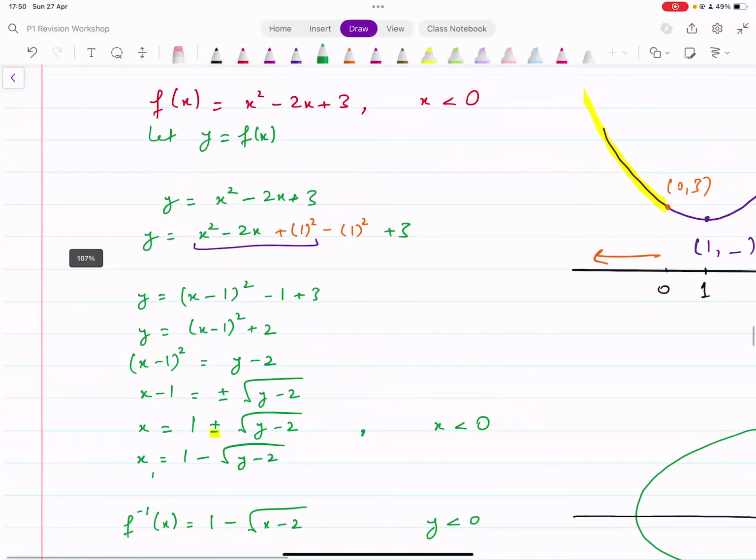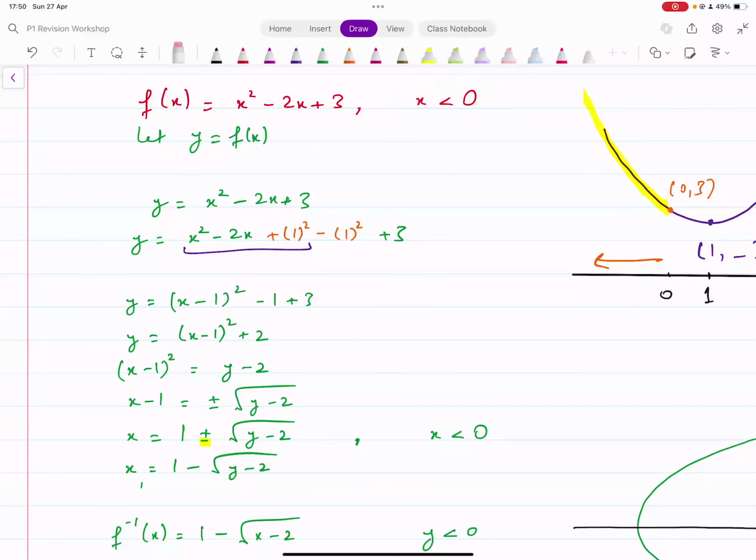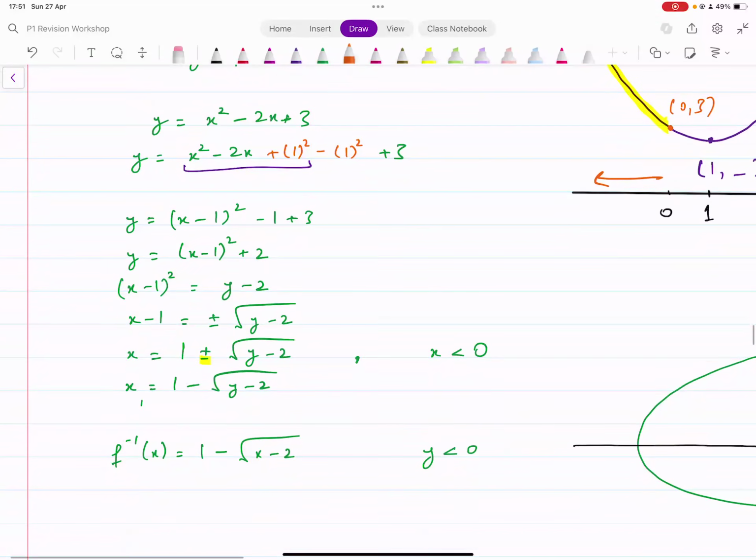Once you've made x the subject, you look at the domain that is given for that question. The domain is x less than 0 in this case. So you say, okay, the domain is x less than 0, and we are getting 1 plus minus square root of y minus 2. How can we get a value of x that is less than 0? Do we get a value less than 0 when we do 1 plus something or 1 minus something? We can only get less than 0 when we do 1 minus something. So in this case, we choose the minus sign, and we say the inverse, therefore, is going to be 1 minus square root of x minus 2.